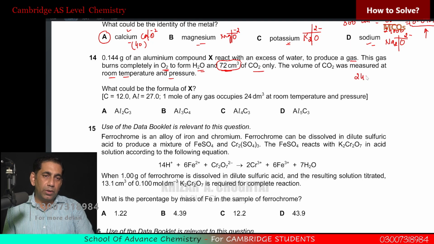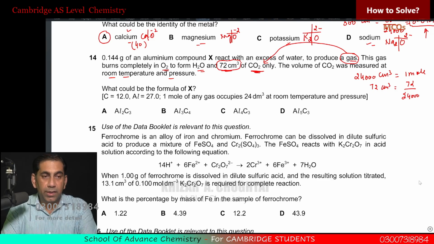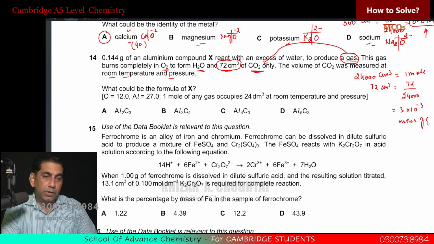So 24,000 centimeter cube of any gas at RTP is equal to 1 mole. At the moment we are having 72 centimeter cube CO2, then its mole will be equal to 72 divided by 24,000. And the answer is 3 into 10 raised to power minus 3 moles of CO2.